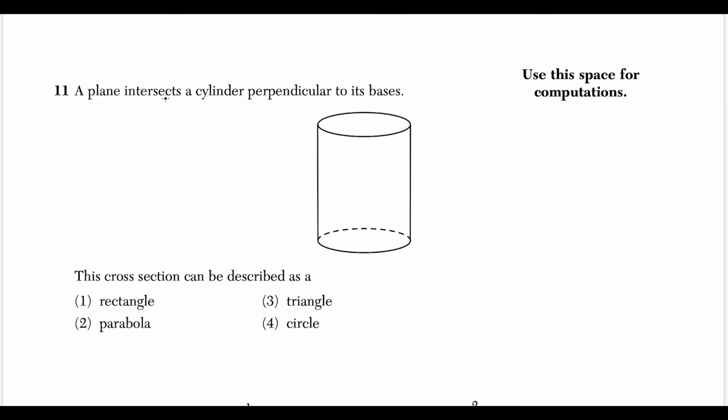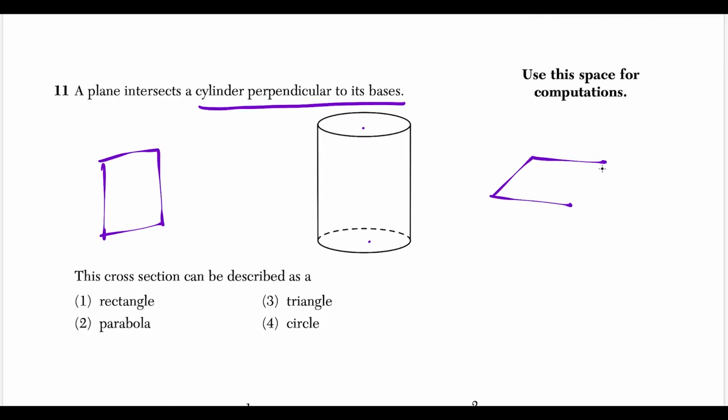So question 11, we have a plane that intersects a cylinder perpendicular to its bases. Just know the bases are here. If the plane is going to be perpendicular to the base, that means the plane has to be coming in going this way. A common mistake is that students might just draw it going in horizontally like this and think that it's going to cut and make a circle.